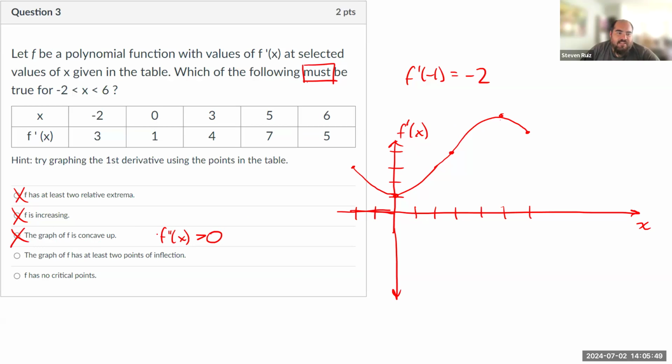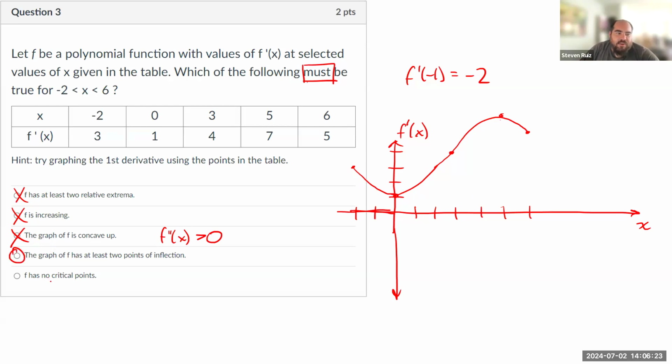The graph of f has at least 2 points of inflection. So what is a point of inflection? The point of inflection happens where the concavity goes from negative to positive, or vice versa. On my graph, my first derivative goes from decreasing to increasing at about x equals 0. And it also goes from increasing to decreasing somewhere around x equals 5. So that one, and it says at least 2 points of inflection. I think this one has to be true. Well, let's go back again.